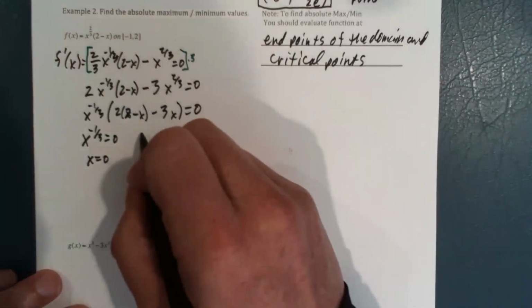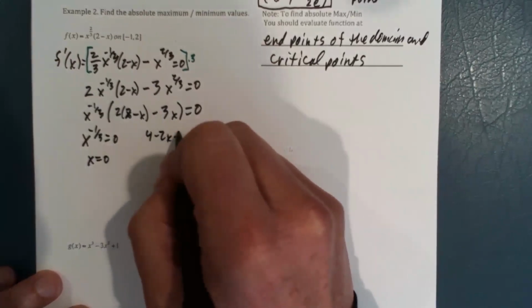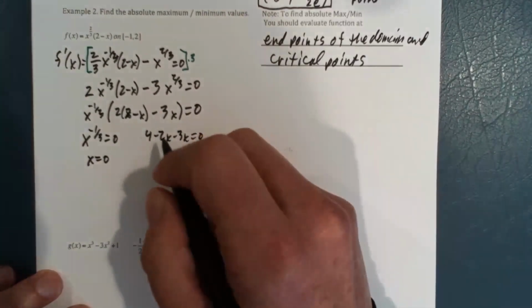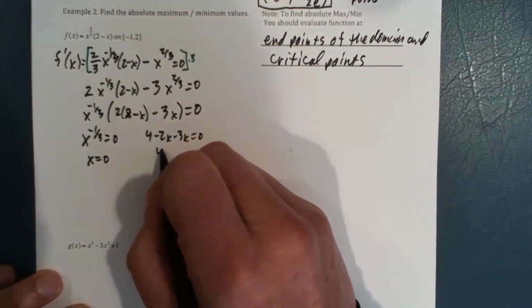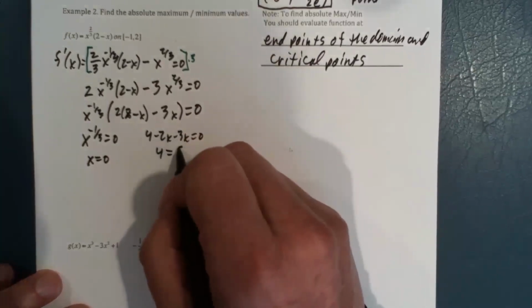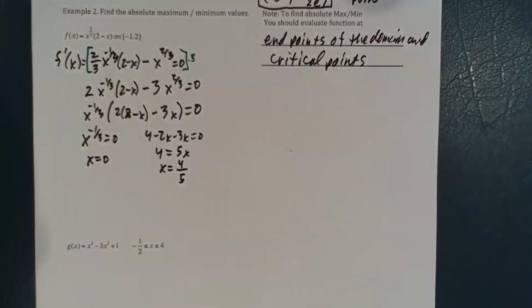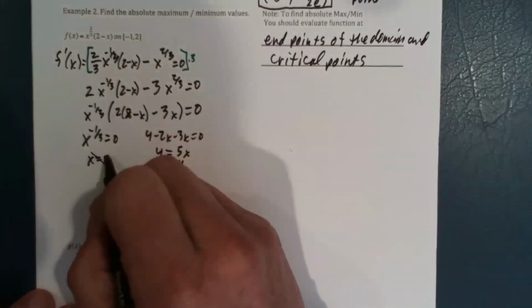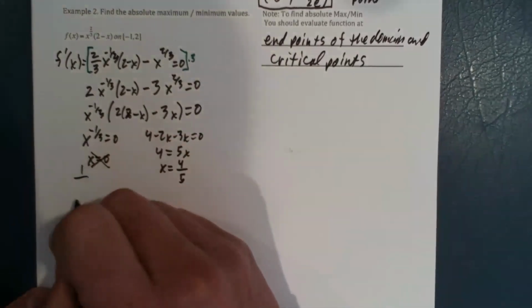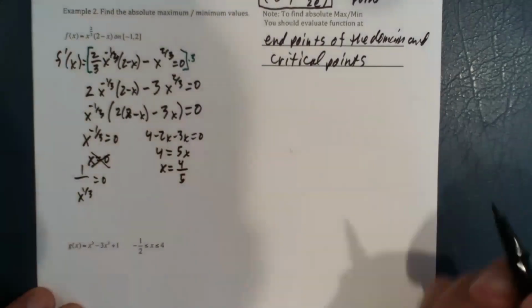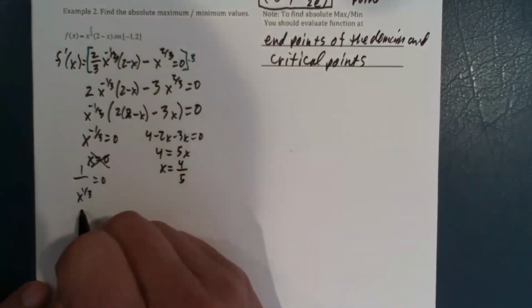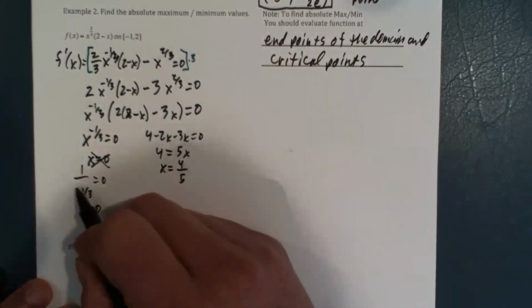That also means, let's distribute this. This is going to be 4 minus 2x minus 3x equals 0. This is going to be 4 equals, that's -5x, moving that over, it gives me 5x, x equals 4/5. Now we have a problem with this. Actually, this is not true. This becomes 1 over x to the 1/3 equals 0. And if I multiply both sides by x to the 1/3, this means that 1 equals 0.